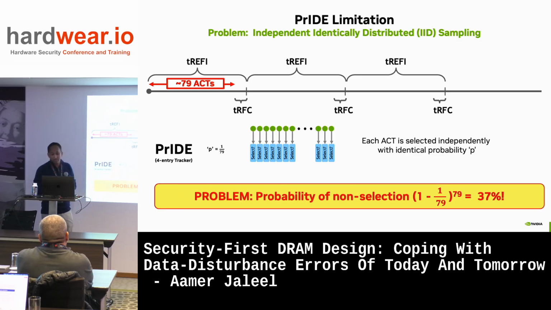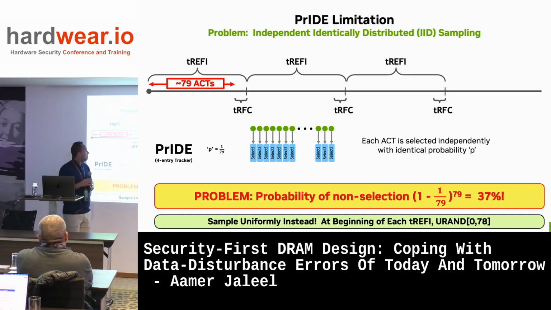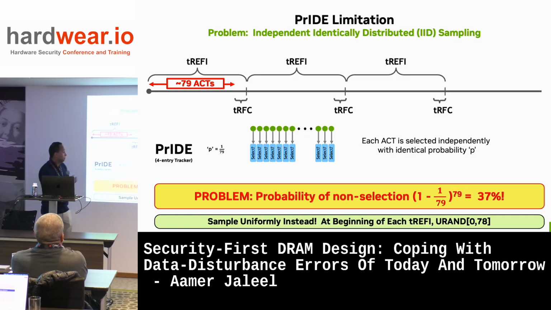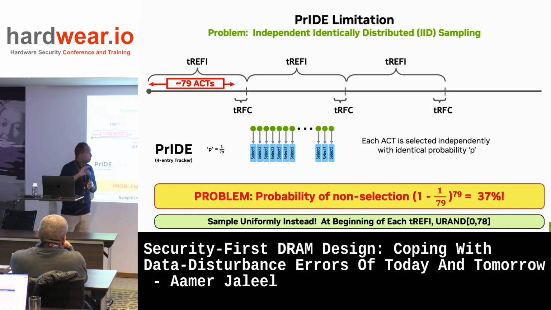How can we go about addressing this? Rather than tossing a coin on each activation and asking, should I select this? Should I select this? Why don't we just do uniform sampling? At the very beginning of the TREF-E interval, throw a random number between 0 and 78, and that's the future entry with which we will mitigate. So your insertion rate into your tracker is similar to what we're doing with Pride, but rather than suffering the non-selection problem, we're going to have 0. This problem is not going to be there.